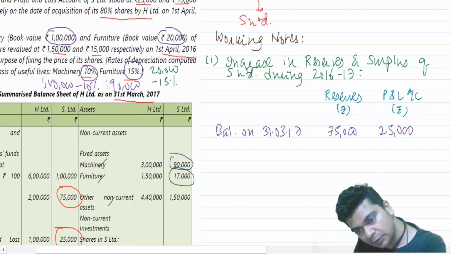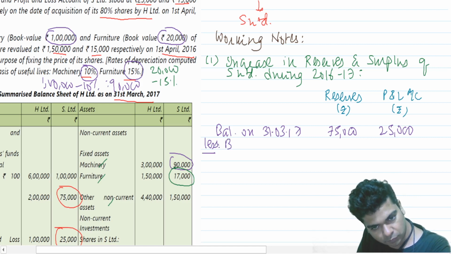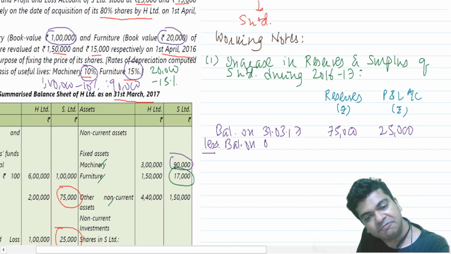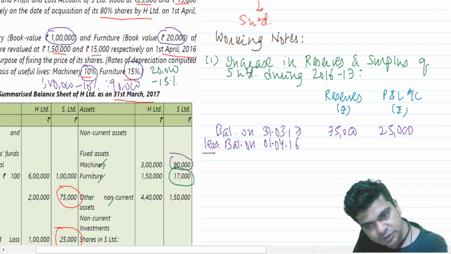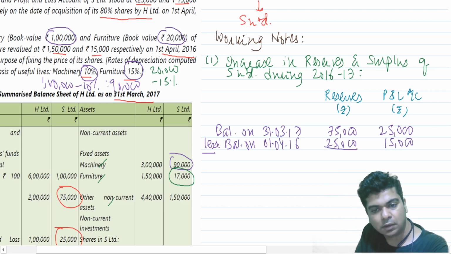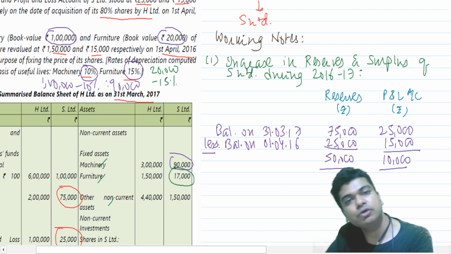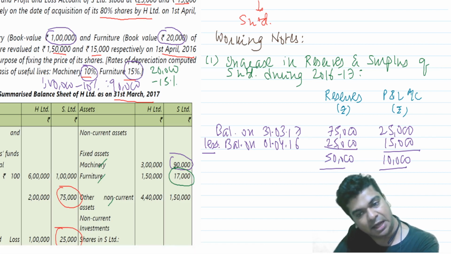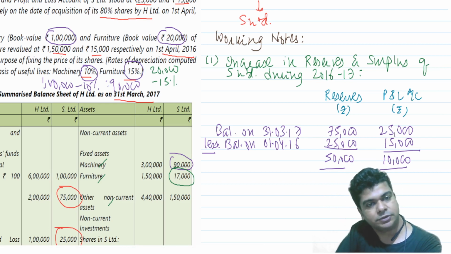75,000 and 25,000, less balance on 1st April 16. When we acquired the shares, reserve is 25,000 and the P&L is 15,000. That means after we acquired the shares, reserves of the subsidiary has increased by 50,000 and the P&L of the subsidiary has increased by 10,000.